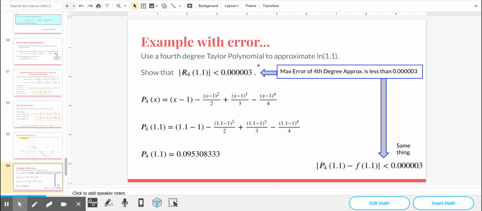So, saying the same thing, we're just trying to figure out what the maximum error is if we use a fourth degree Taylor polynomial. More specifically, for this problem, we want to prove that it is definitely less than this value.